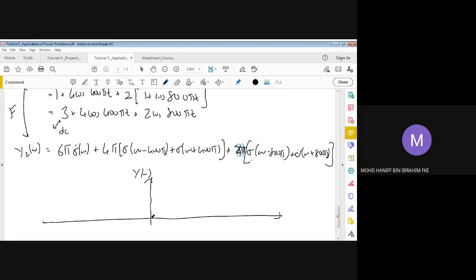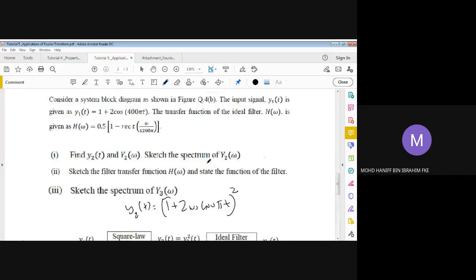At 0, we're going to have 6 pi. Then we have impulses at 400 pi and at 800 pi. Also, we have at negative 400 pi and negative 800 pi. For 400 pi, we're going to have 4 pi, and for 800 pi, it is equal to 2 pi. That should be the spectrum for Y2 omega. Right, that's done for question 1.